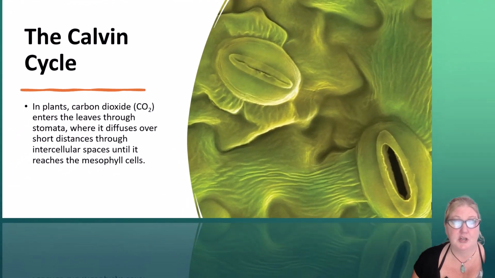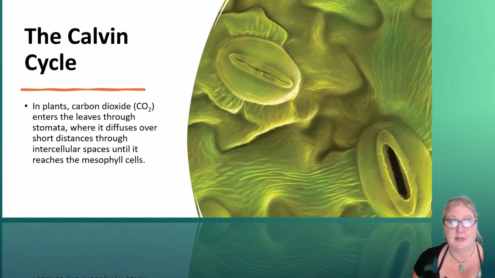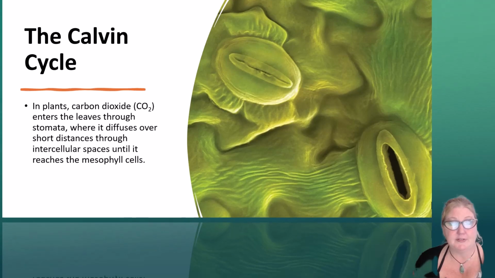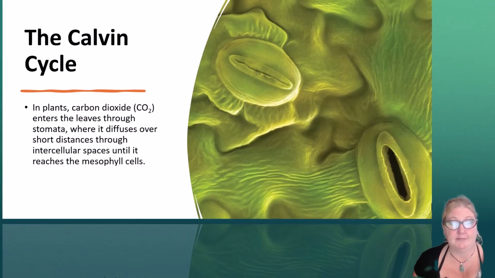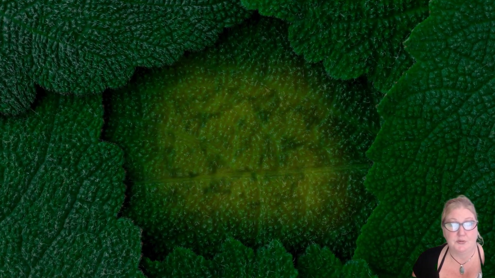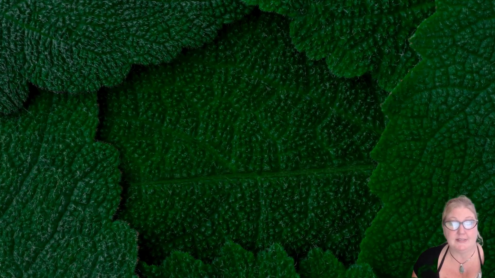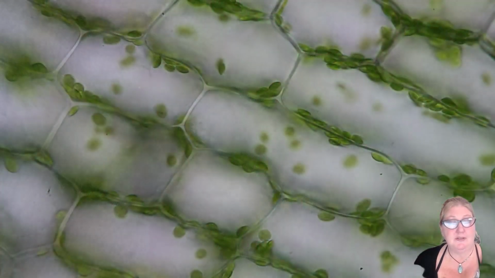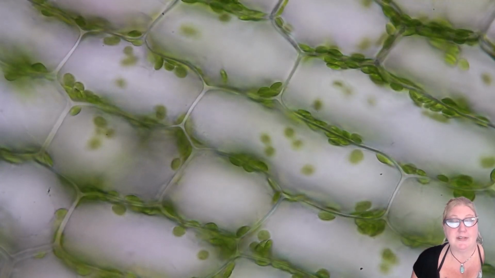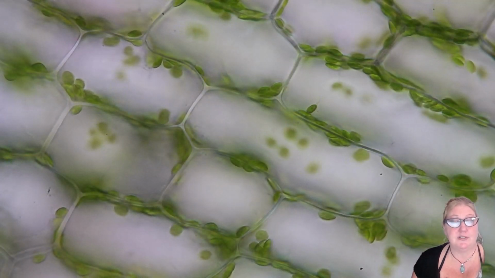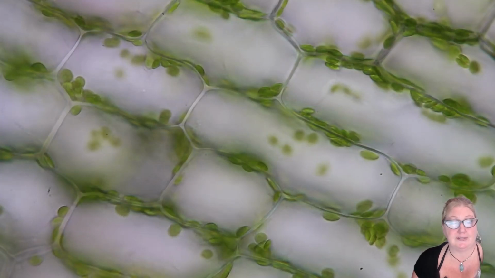In plants, carbon dioxide, or CO2, enters the leaves through holes called stomata. The carbon dioxide diffuses through the stomata over short distances through the intercellular spaces until it reaches mesophyll cells. Once in the mesophyll cells, the carbon dioxide molecules diffuse into the stroma of the chloroplasts.